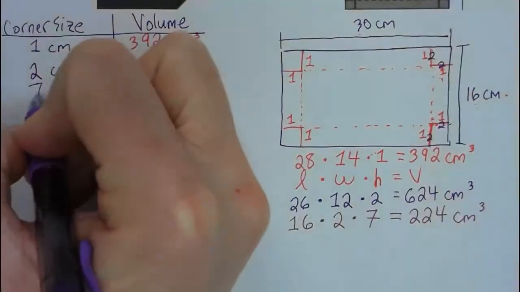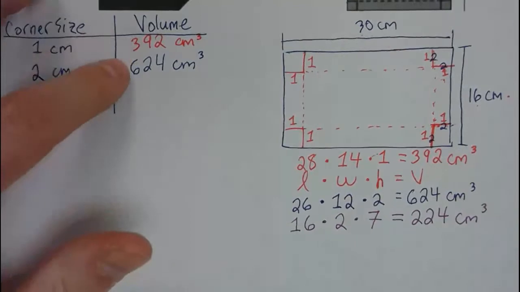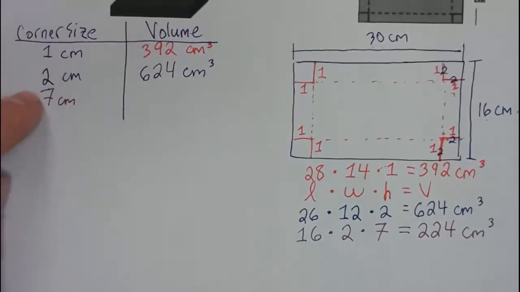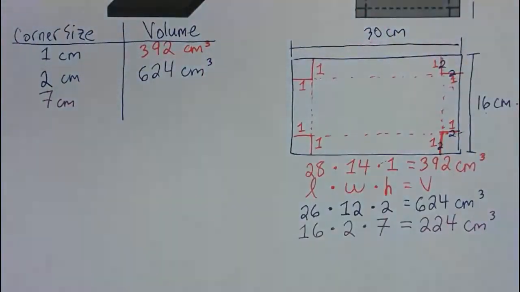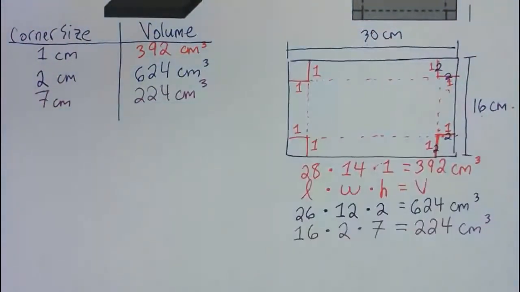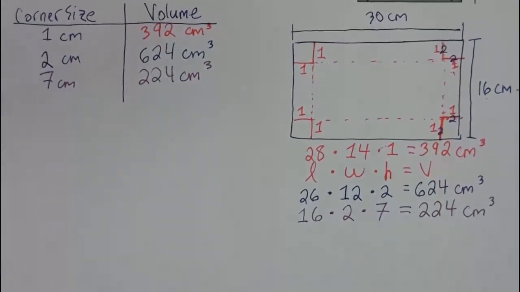That's even lower than what we started with at 1 centimeter. So you can see that if we increase from 1 to 2, our volume almost doubles. But if we go all the way up to something like 7, now we're going down in volume because our box is decreasing in size, even though it's much taller. So that was 224 cubic centimeters. Now we don't want to keep guessing and checking, because we could try any number of corner sizes and decimals that would eventually lead us to the maximum volume.